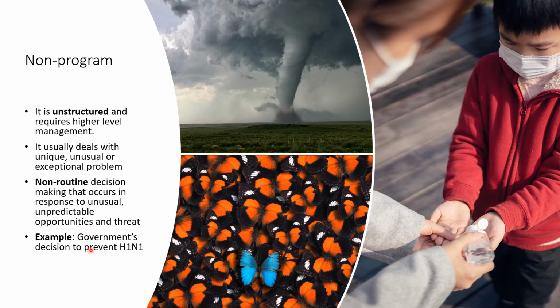Okay, for example, the government's decision to prevent H1N1 before, but right now when the pandemic happened, COVID-19 happened, it's a very new disease that we have to cater to. So they have to come up with a new solution. Okay, how to solve it, how to handle it. They have to think of new solutions on how to tackle the problem.